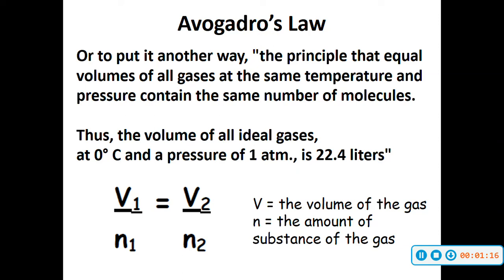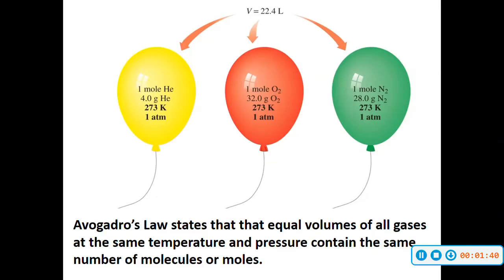When you put that into formula form and find out what the relationships are, this is the equation that we'll get for Avogadro's theory: V1 over N1 equals V2 over N2, where V is the volume of your gas and N is the amount of substance of gas, or the amount of your gas particles. So this is a representation of that law.